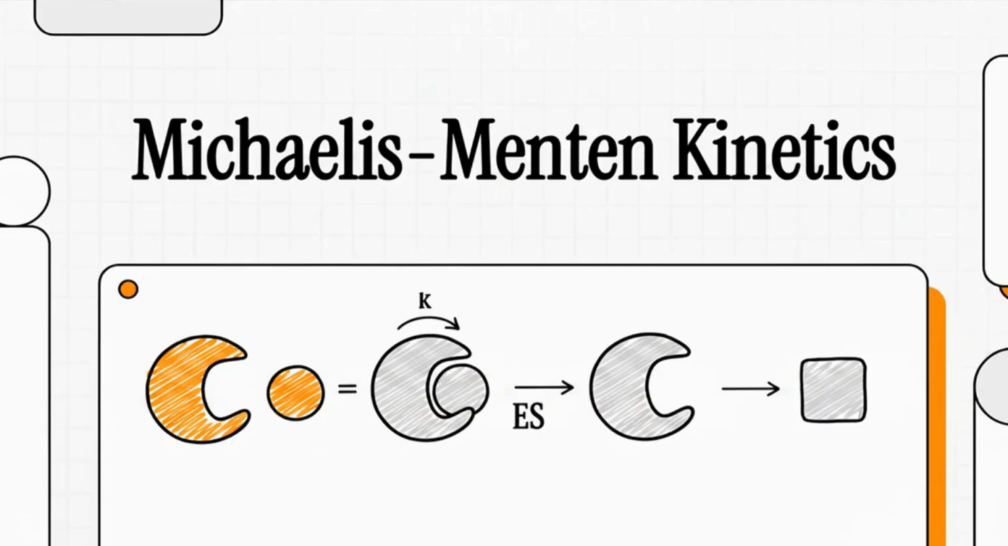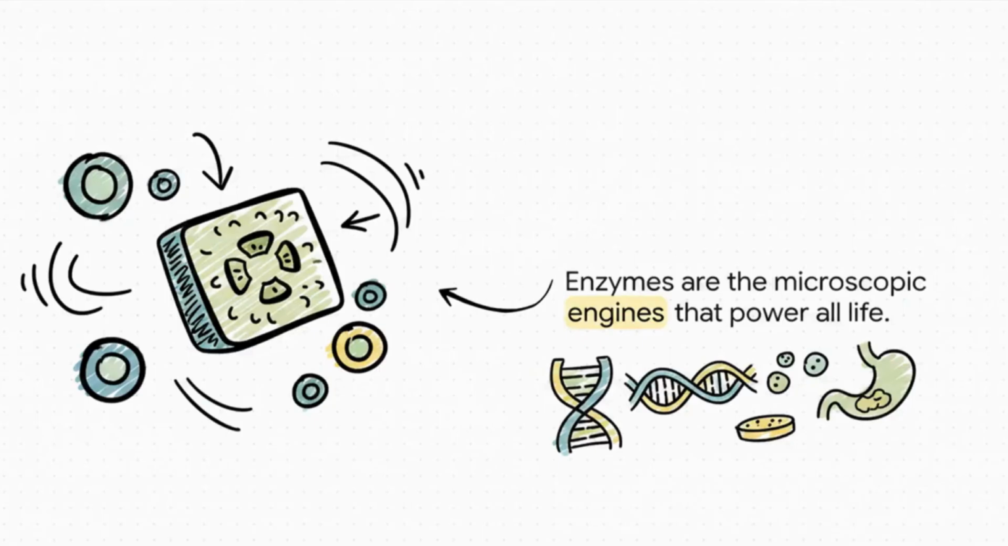Today, we're jumping into a core concept in biochemistry, enzyme kinetics, and we're going to make the famous Michaelis-Menten model super simple to understand. Think about it. Enzymes are running the show inside every single one of your cells. They control the speed of everything, from digesting your lunch to copying your DNA. They're the tiny engines that make life happen.